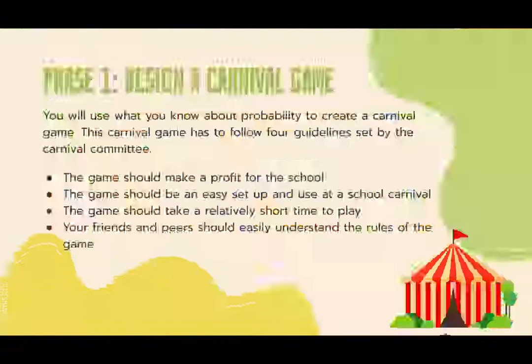The game should be an easy setup and use at school carnival. So it shouldn't have any big pieces of equipment. It should be pretty easy to set up. The game should take a relatively short time to play, and your friends and peers should easily understand the rules of the game.